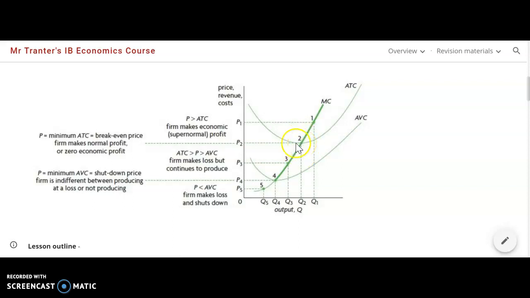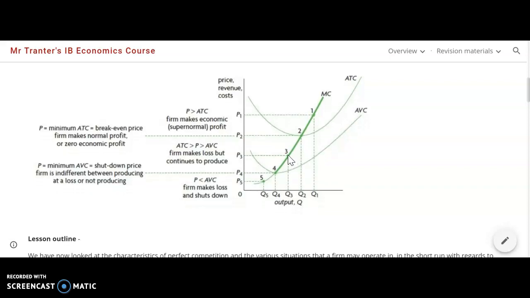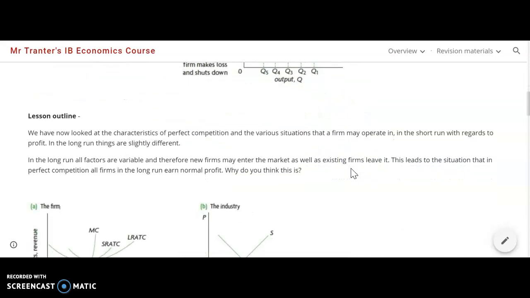Now, the reverse would happen if they were making a loss. If they were operating at point 3 in the short run, they're making a loss, but they're still continuing to operate. If that happened as you're moving to the long run, then firms are going to leave the market because there are no costs associated with leaving the market. If firms leave the market, then the supply curve is going to shift inwards, which will push the market price up until we get to the point where we are making normal profit.